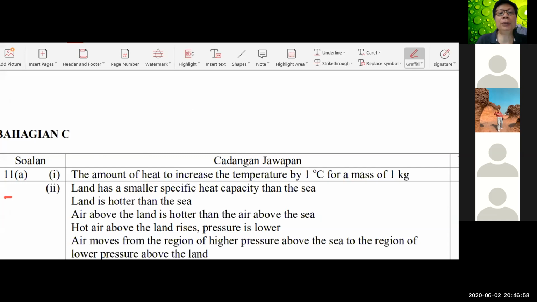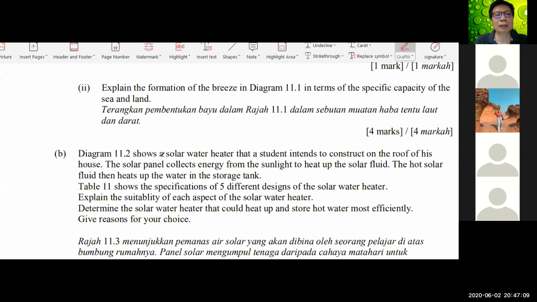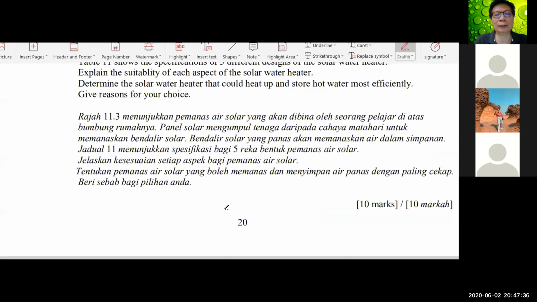So the question B. This question you have to read carefully. Come, let's go through the question. The diagram shows a solar water heater that a student intends to construct on the roof. The solar panel collects energy from the sunlight to heat up the solar fluid. Then the hot solar fluid heats up the water. Okay, so the rest you can read yourself. I will explain to you roughly how this thing works. Okay, the diagram is like that.